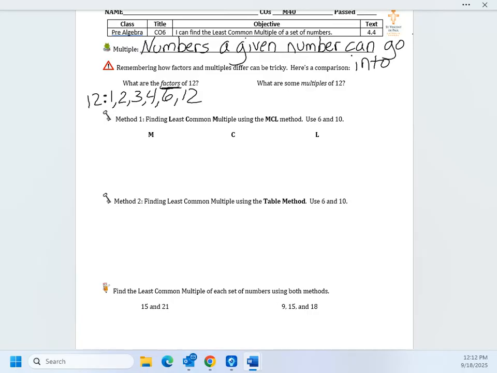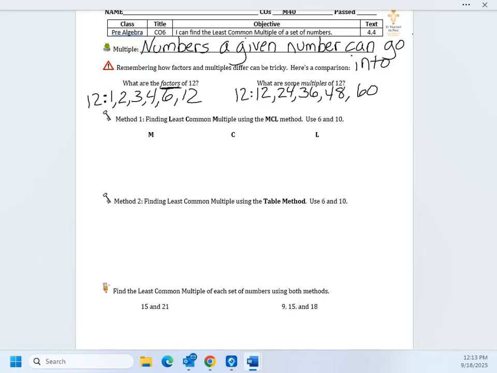But now let's look at multiples of 12. 12 times 1 is 12, 12 times 2 is 24, 12 times 3 is 36, 12 times 4 is 48, 12 times 5 is 60. So those are the multiples. We're skip counting by 12s. So multiples always get bigger, factors always get smaller. So factors of 12 are going to be 12 or smaller. Multiples of 12 are going to be 12 or bigger.